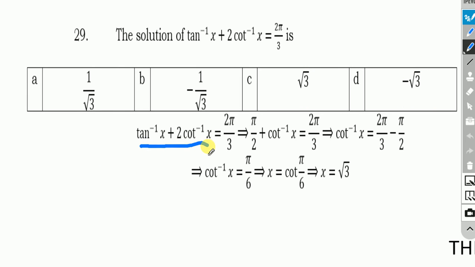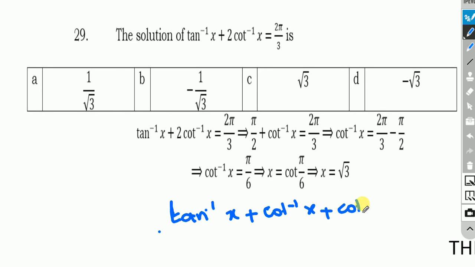Now tan inverse of x plus 2 cot inverse x is written as tan inverse of x plus cot inverse x plus cot inverse x, which is equal to 2 pi by 3. So this given expression is written as tan inverse x plus cot inverse x plus cot inverse x is equal to 2 pi by 3.